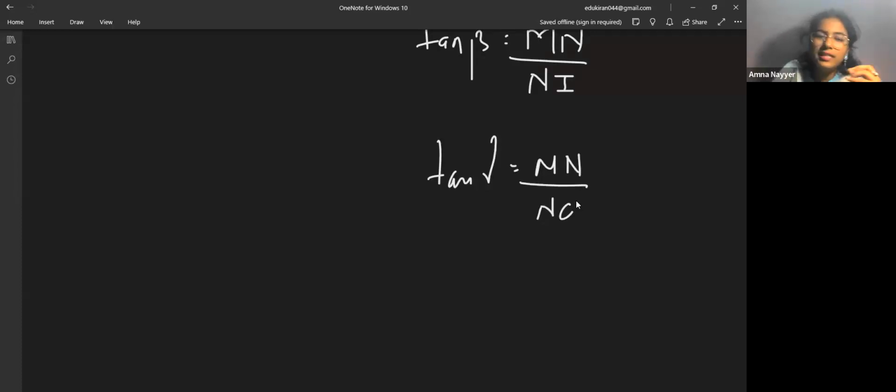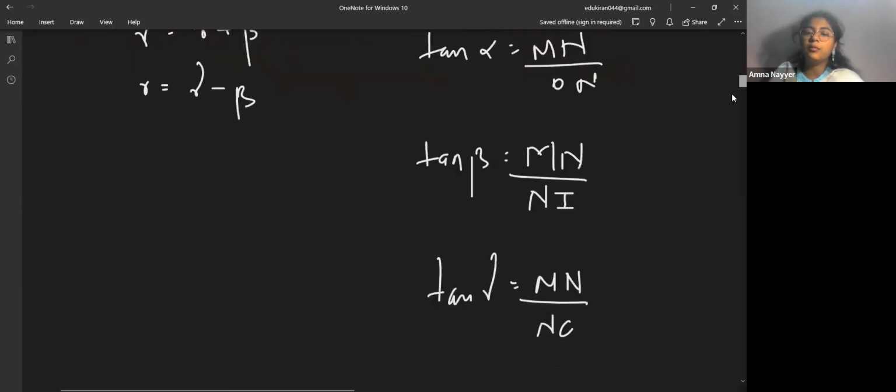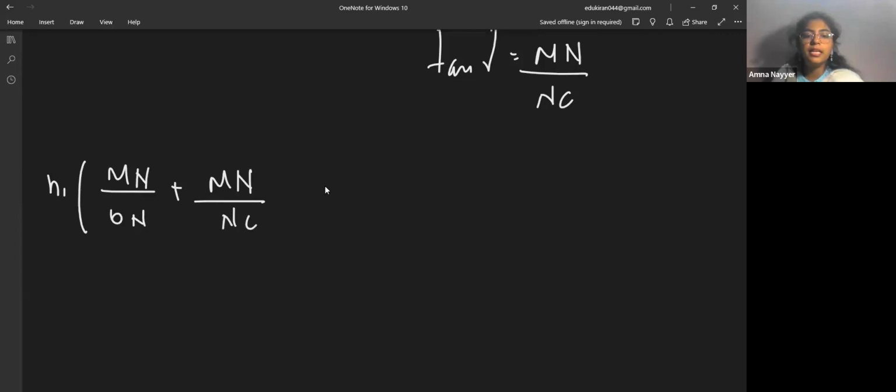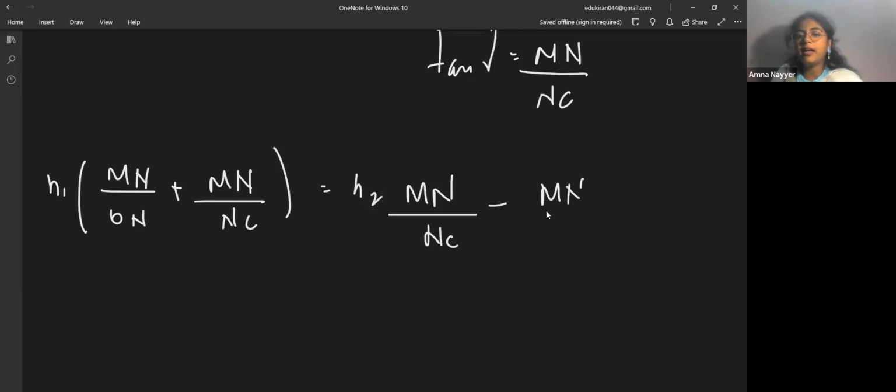Now look, class, all these angles, tan alpha, tan beta, tan gamma, are almost equal to the angles themselves. I told you about the small angle approximation. Now put all the values of alpha, beta, gamma in the equation which you made. So N1 times MN divided by ON plus MN divided by NC, that is equal to N2 times MN divided by NC minus MN divided by NI. I have put all the values.